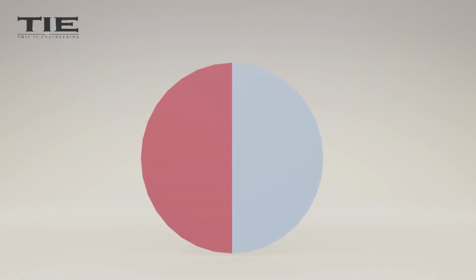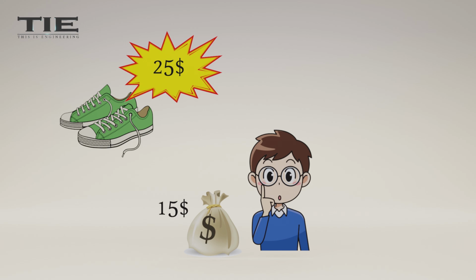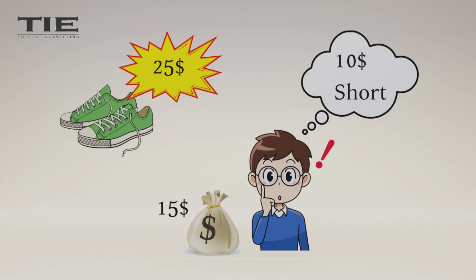The whole numbers only tell you half of the story. The other half of the story involves negative numbers. Most of us are all too familiar with negative numbers. For example, if I have $15 and I want to purchase a pair of shoes that cost $25, then I'm $10 short. We handle the concept of debt using negative numbers.